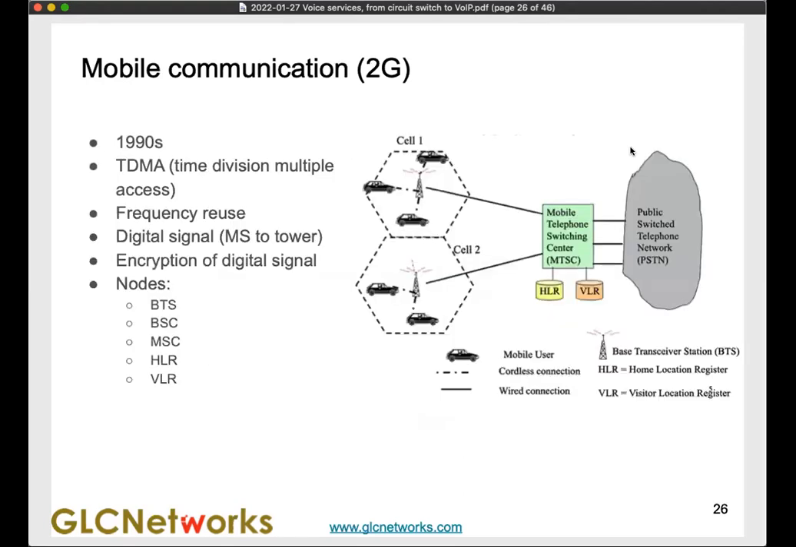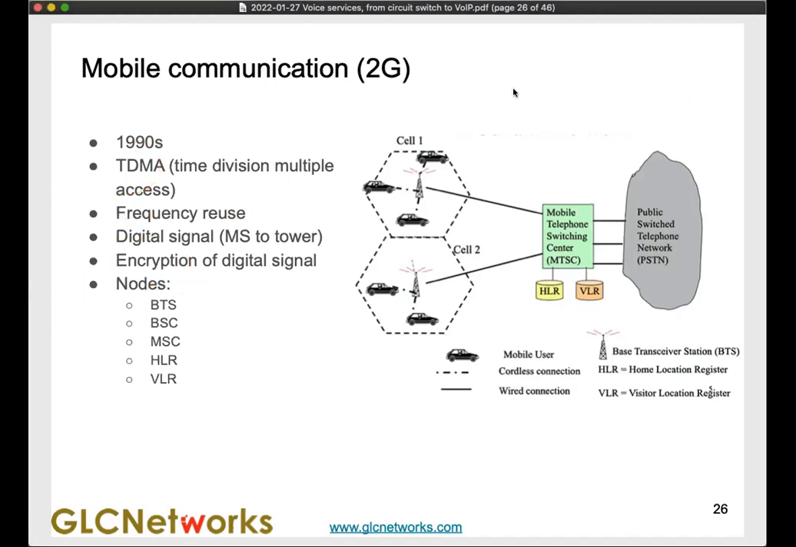This is the second generation, and then it's TDMA, time division multiple access. We use frequency reuse, and the good thing here is the digital signal, like what we use previously. Because we use a digital signal, we can apply encryption, right? Which is good. So we have BTS, BSC, and so on and so forth.